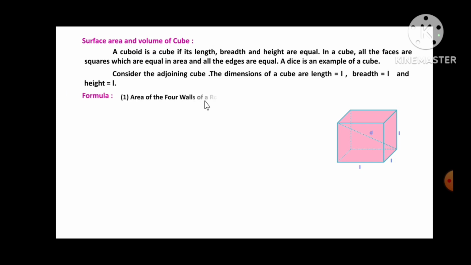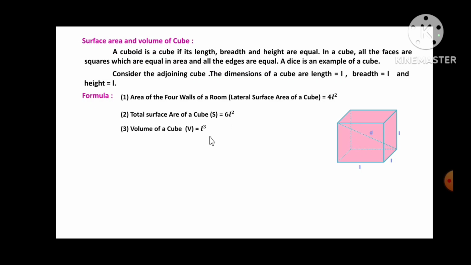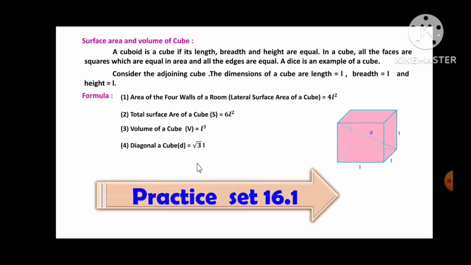So what are the formulas? Number 1, the area of the 4 walls of this room, which is also the lateral surface area of the cube, is 4L square. Second, the total surface area of this cube, S, is 6L square. Volume of a cube, V, is L cube. And the diagonal of a cube, D, is root 3 into length, that is the edge of a cube. So let us start with the problems based on the cube and cuboid in practice 16.1.